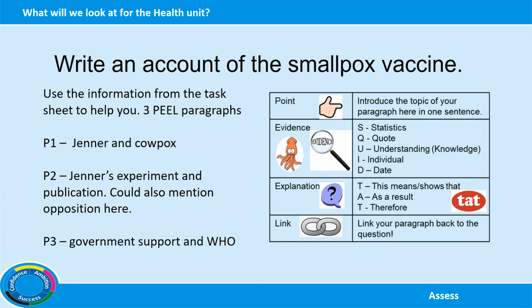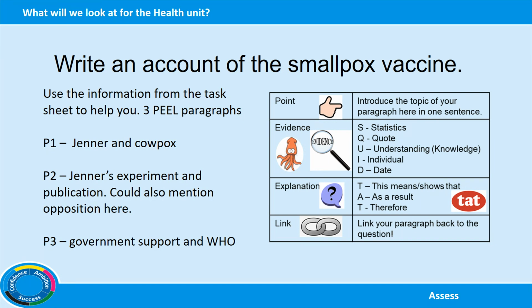And your final task for today is to write an account, so the story of the smallpox vaccine. Now, this is a little bit more than a story. You need to be giving some evidence, you need to be giving some detail and a little bit of explanation. So you need to do this as 3 PEEL paragraphs. An idea for what to write for each paragraph is shown on the Google Doc.